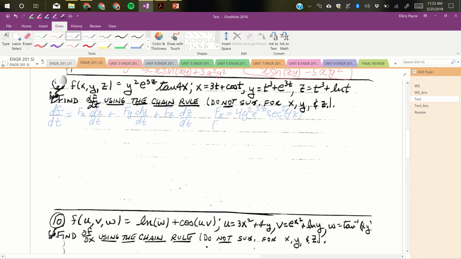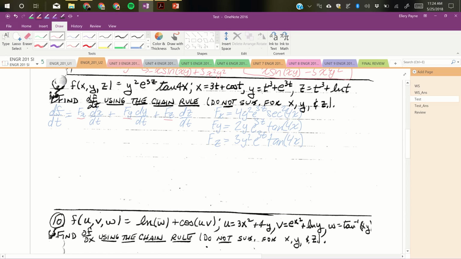Now fy should be pretty easy. The derivative of y squared would be 2y, and then times everything else, which would be e to the 3z tangent 4x. Now fz, again pretty easy, equals 3, because that's the derivative of our exponent 3z with respect to z, so 3 times y squared e to the 3z tangent of 4x. All right, so we got our fx, fy, fz. Go ahead and mark it here. We got all three of these.